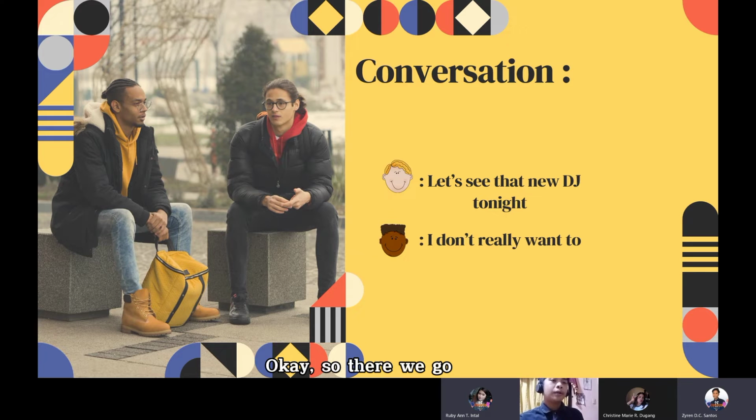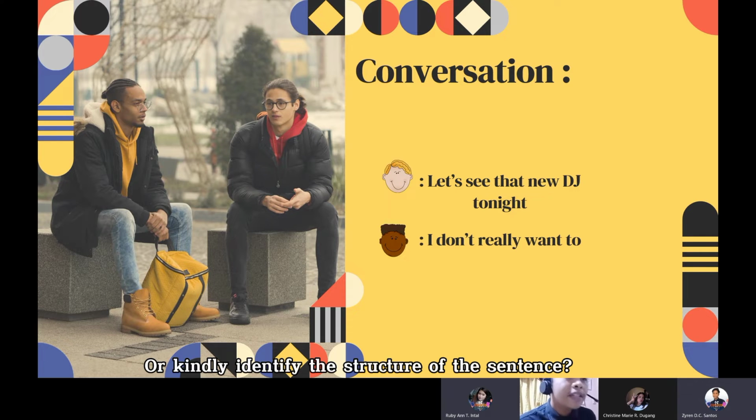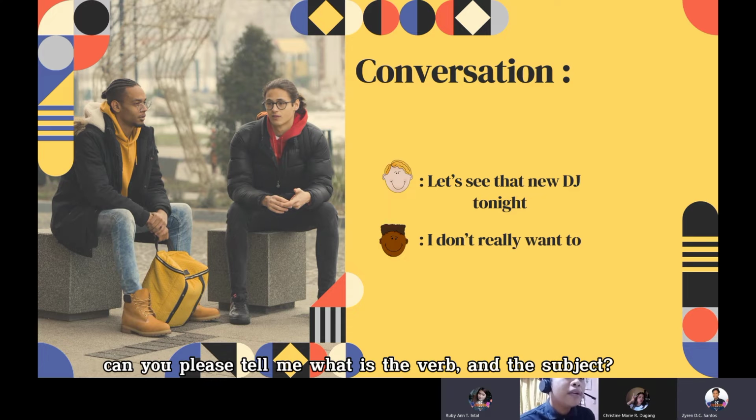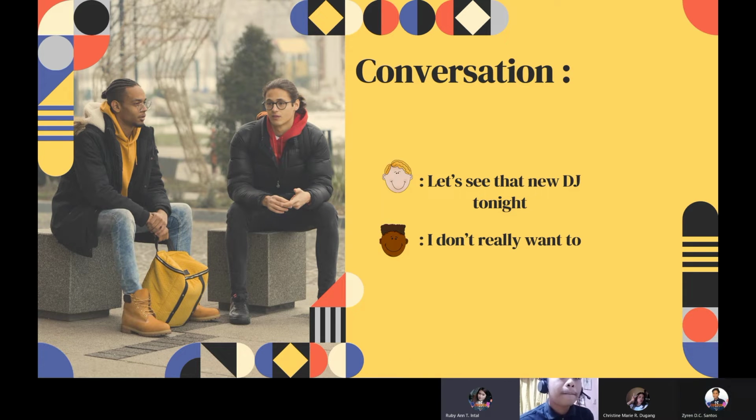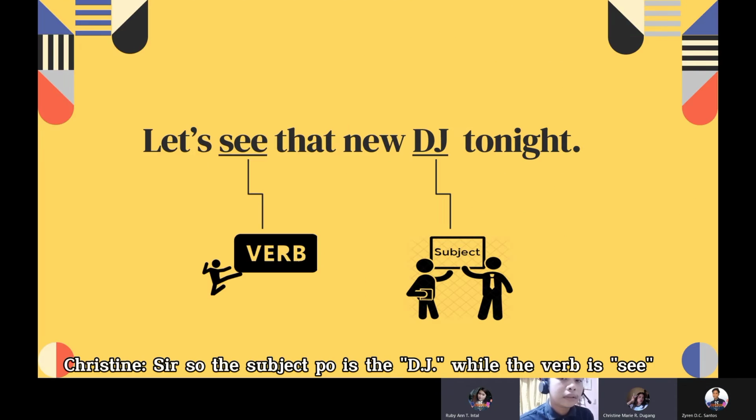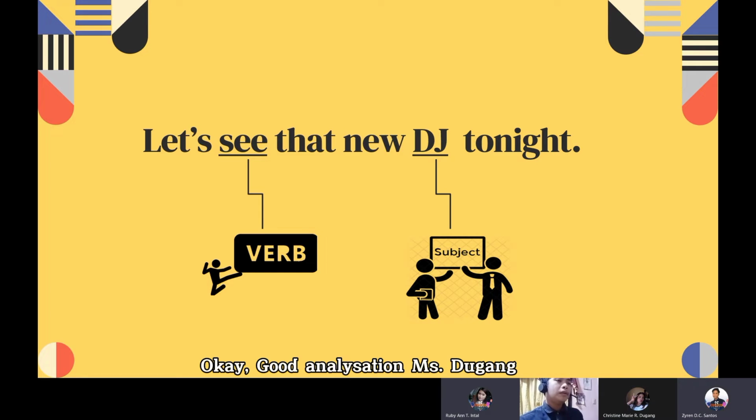Okay, so to the dialogue, on the first line, can you please kindly identify the structure of the sentence? Can you please tell me what is the verb and the subject? Yes, Miss Dugang. Sir, the subject is the DJ, while the verb is see. Okay, good analysis, Miss Dugang. So this is our verb and our subject.